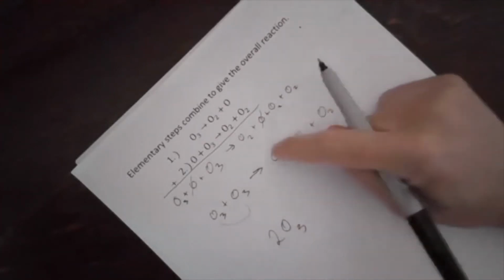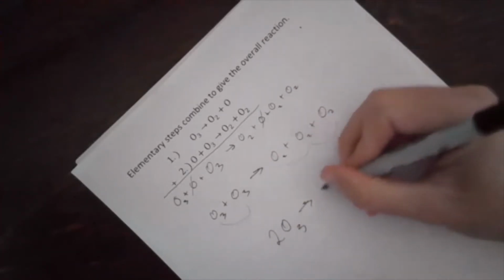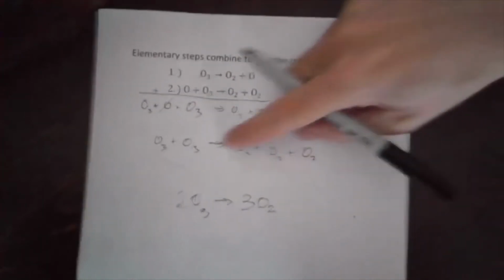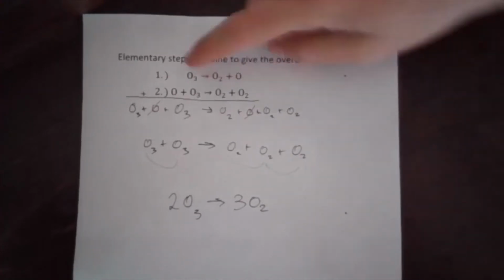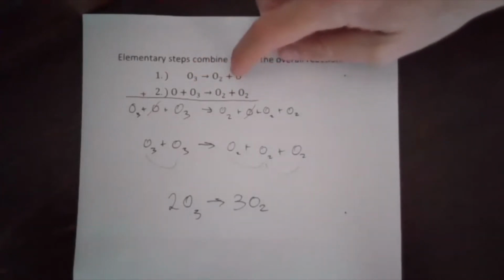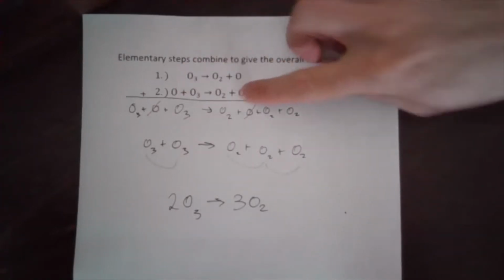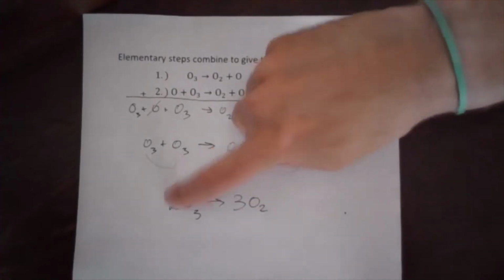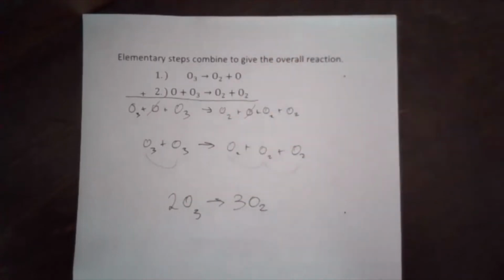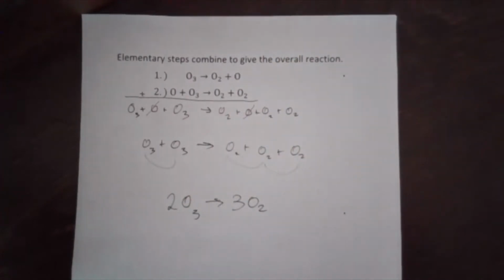O3 plus O3 can be written as 2O3. O2 plus O2 plus O2 can be written as 3O2, where we just have the number of molecules as opposed to writing them all out. So when we're combining steps like this, what we're really showing is the overall effect. If you have an O3 molecule and it reacts, this happens, and then this reaction happens, those two steps in sequence overall accomplish the change of two O3 molecules becoming three O2 molecules.